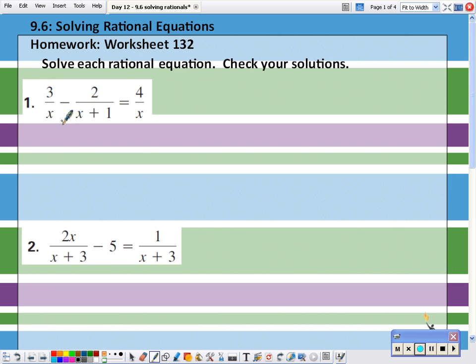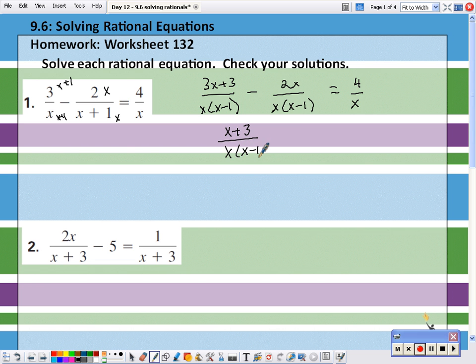And we can tell that the common denominator for this problem is going to be x times x plus 1. So this fraction needs an x plus 1, and the second fraction needs an x. That's going to give us 3x plus 3 over x times x plus 1 minus 2x over x times x plus 1, and that still equals 4 over x. When we subtract, we're going to get x plus 3 over x times x plus 1 equals 4 over x.